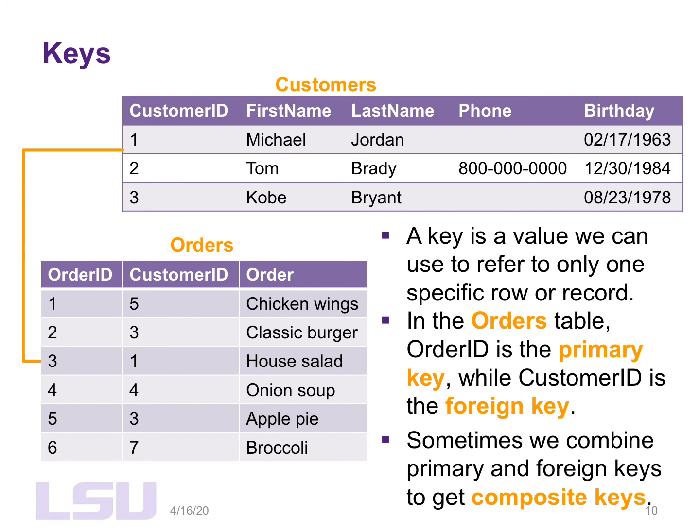The primary key is the one that isn't allowed to repeat, and that is the order ID in the orders table. It's also possible to combine both primary and foreign keys and have composite keys, but we're not going to get to that in this course.